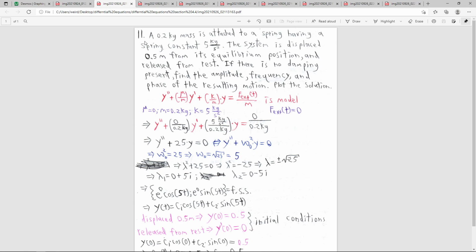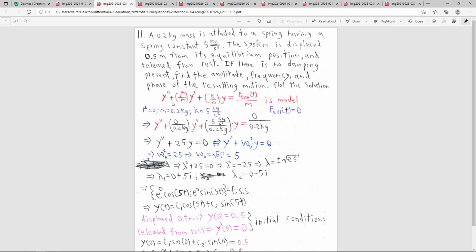So we have a 0.2 kilogram mass attached to a spring having a spring constant of 5 kilograms per second squared. The system is displaced 0.5 meters from its equilibrium position and released from rest. If there is no damping present, find the amplitude, frequency, and phase of the resulting motion. Plot the solution.